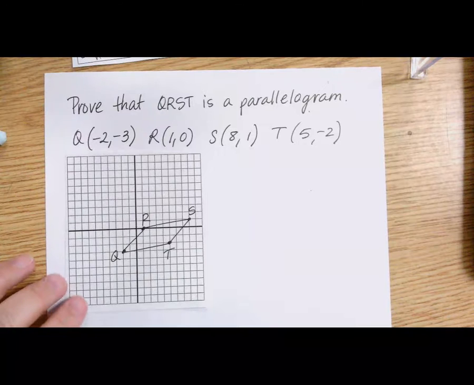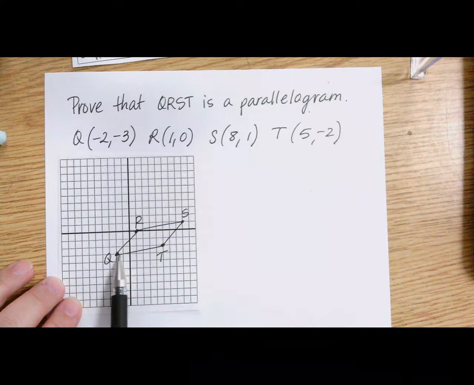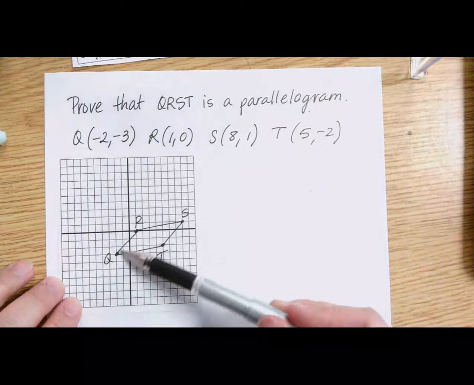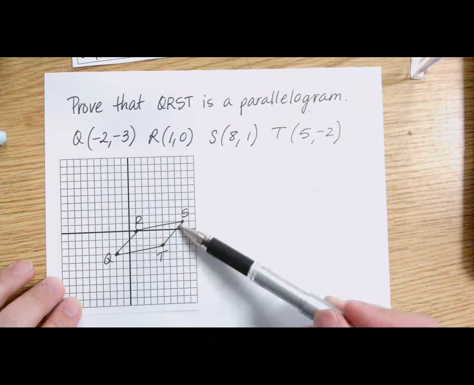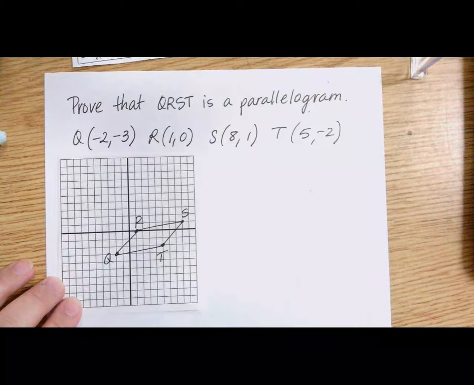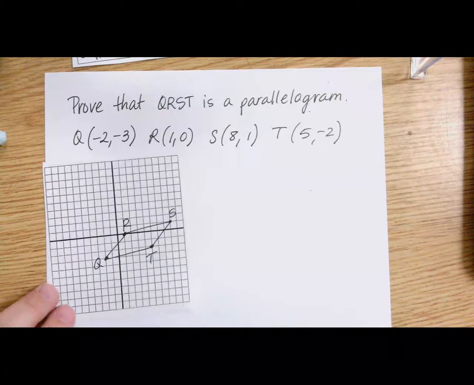Okay. Another way would be to do the same kind of thing except with length to show that opposite sides are congruent. Distance formula for RS, distance formula for TQ. Show that you get the same thing. That means they're congruent. Distance formula for QR, distance formula for TS, and you've got the same length. And then you have opposite sides are congruent, and that is one of the main properties of parallelograms. So that's a second method.